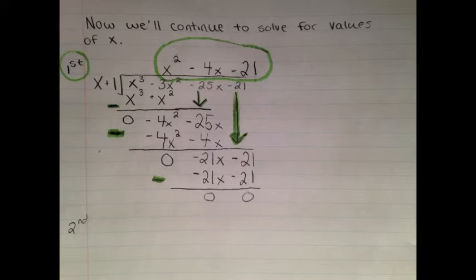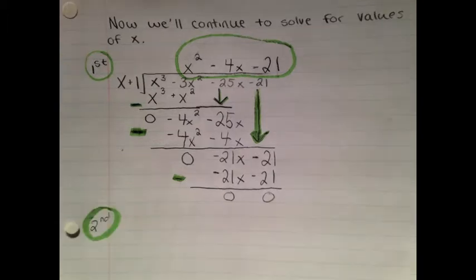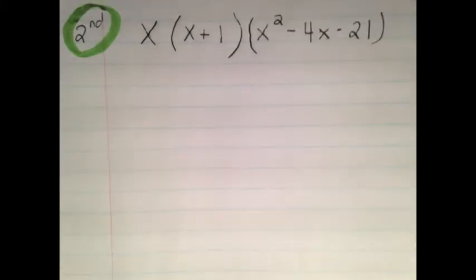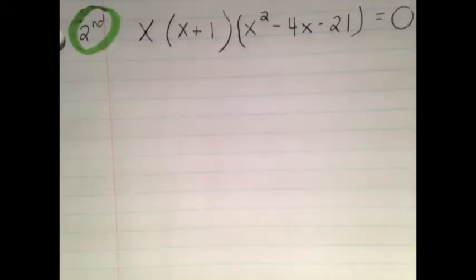On to our second step. We now know 3 factors. We can write them out multiplied together and equate them to 0. First is x, then x plus 1 in bracket, and finally x squared minus 4x minus 21. Equate those suckers to 0 and that's our equation.